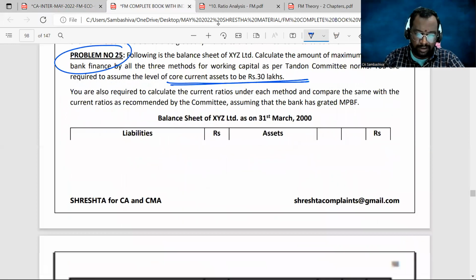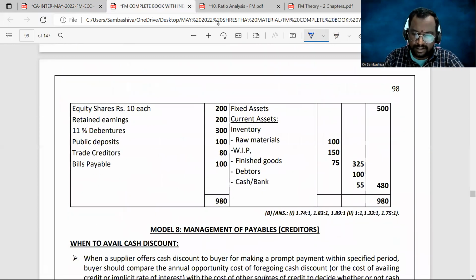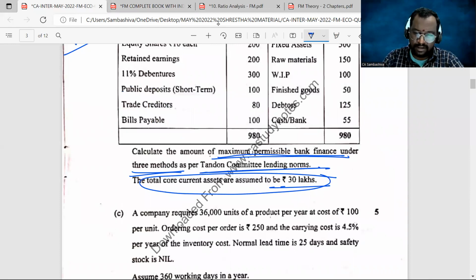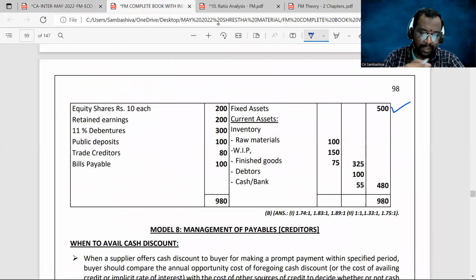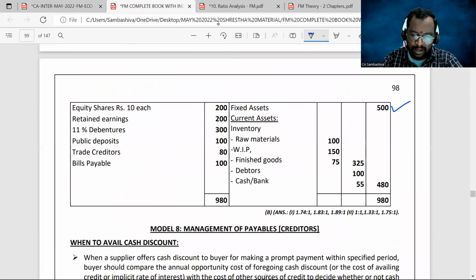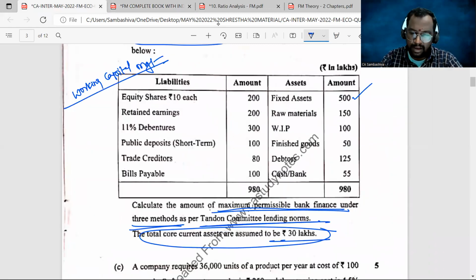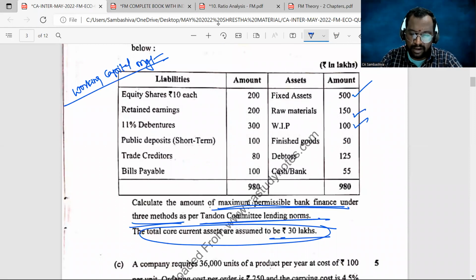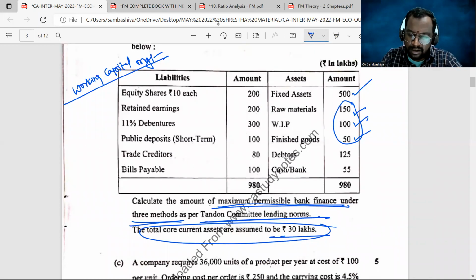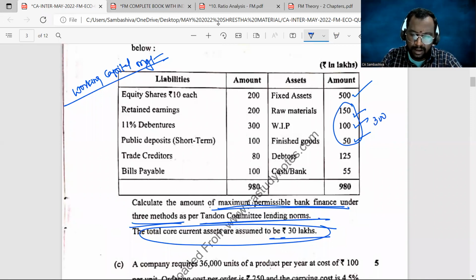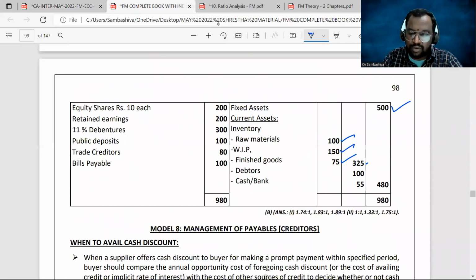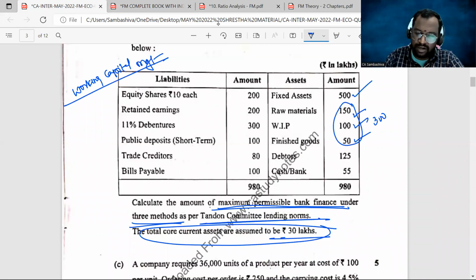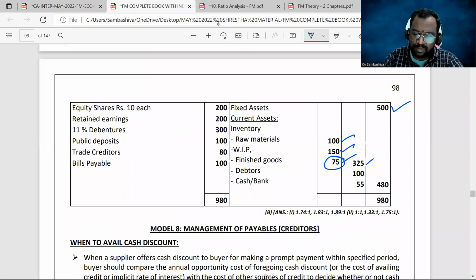Next, you can see the balance sheet: fixed assets 500. And then inventory: raw material 100, work in progress 150, and finished goods 75. So raw materials 150, 100, and 50. Actually, here the total of the stock is given as 300. In our material, we have taken 325. Only the finished goods: here it is mentioned as 50, and here it is mentioned as 75.